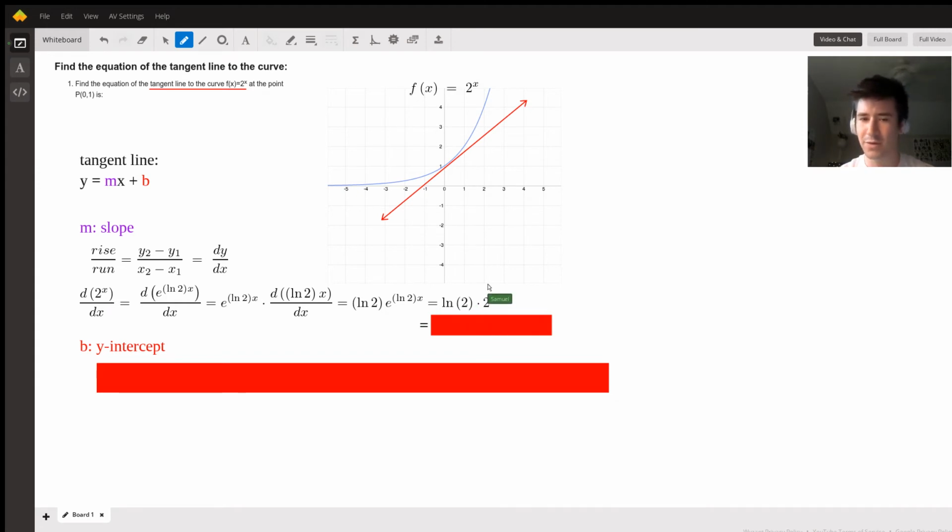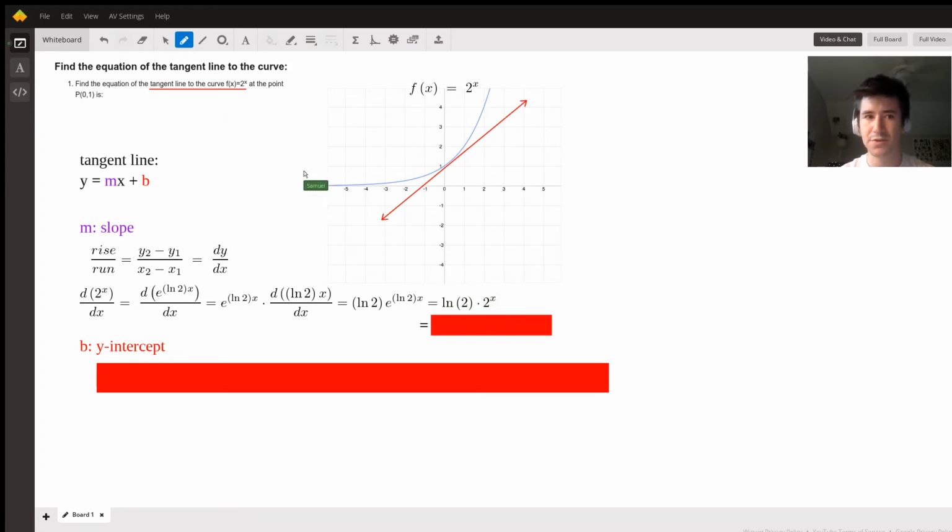In general, this is a good one to memorize, so you don't need to go through this whole rigmarole with the chain rule every time. Instead of rewriting it with e to the natural log, you can just remember that you take the natural log of the base, when the base is not e, times the original parent function that you started with when you differentiate.